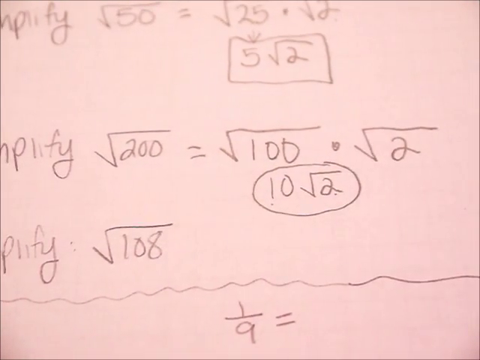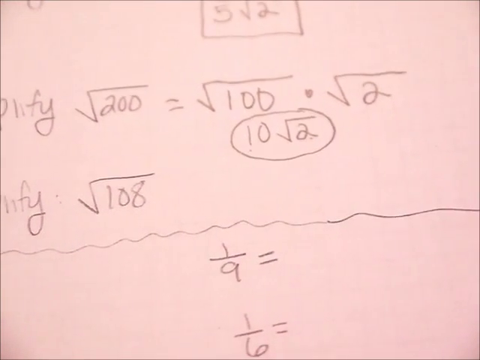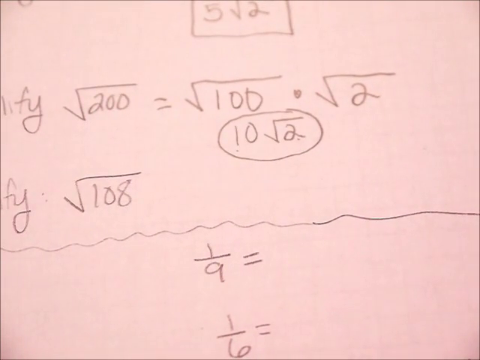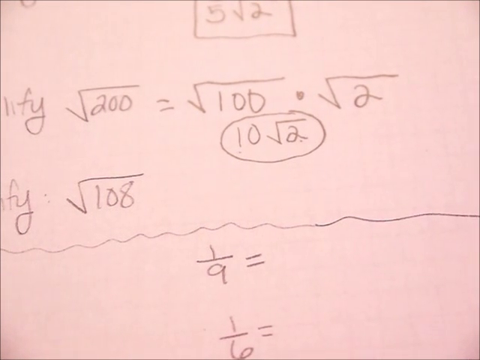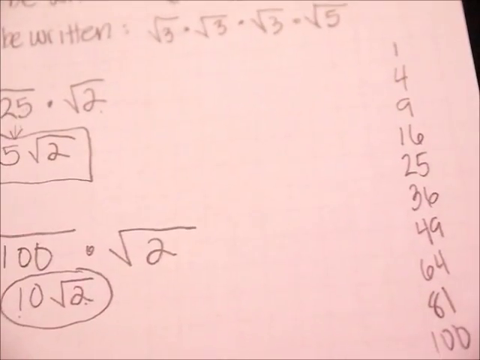108, that would be a harder one, because right now I don't really know any perfect squares that go into 108. So I might do a factor tree and see if I can find any. Let's go ahead and do a factor tree instead of just telling you that's what I would do. All right, 108.